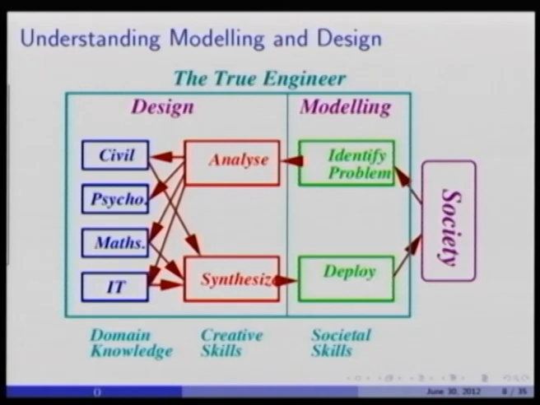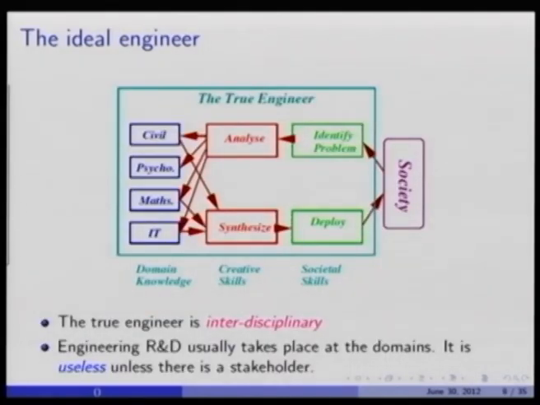So what does the true engineer need? He or she needs societal skills, some creative skills, and domain knowledge, right? And this is how interdisciplinarity actually comes in, correct? So next, immediately you see that the true engineer is actually interdisciplinary, right? If you just pick a simple problem like making public transport better, you see immediately there are so many issues to handle, correct? So note that all research really takes place over here somewhere, right? Research, you may be doing civil engineering research, you may be doing research in IT and so on.